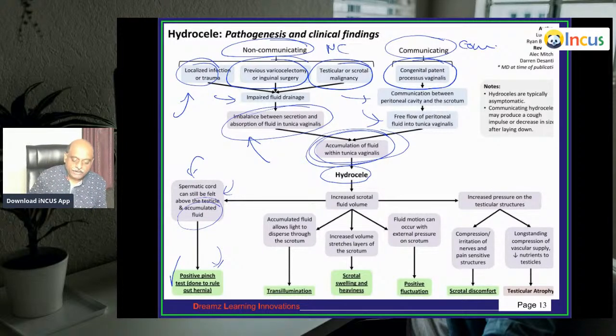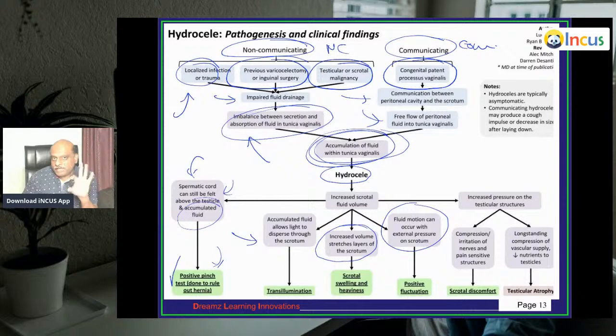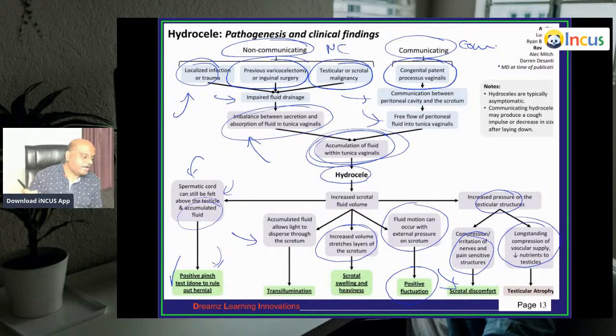So now, all that accumulating fluid will allow the light to disperse through the scrotum. That's the reason transillumination is positive. Increased volume stretches the layer of the scrotum. That is the reason there is scrotal swelling and heaviness. And there is a fluid motion that will occur. That's the reason there is a positive fluctuation test. And surrounding testicular structures are compressed and irritated. That's the reason for scrotal discomfort. And long-standing compression will decrease the vascular supply.